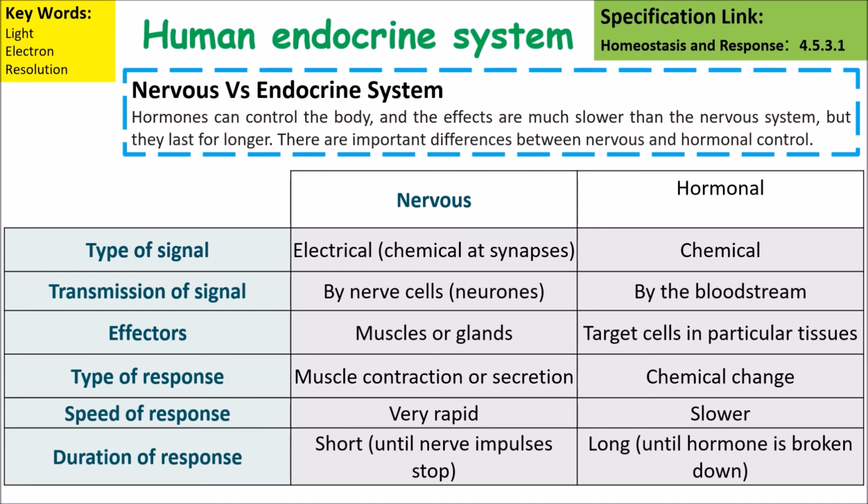In the nervous system, you get a rapid response, whereas the hormonal system is much slower. And the duration of a nervous response is relatively short, whereas a hormonal response can be a lot longer lasting.